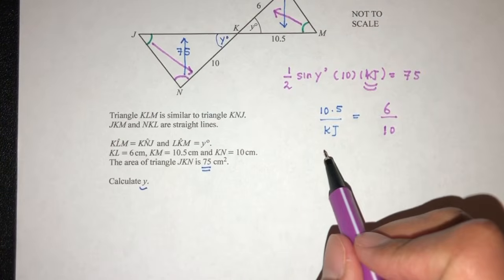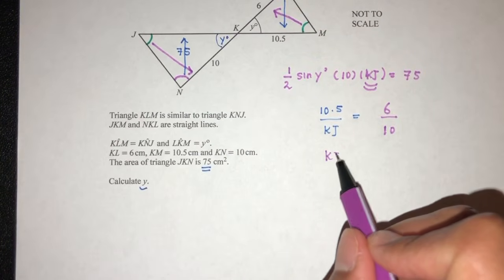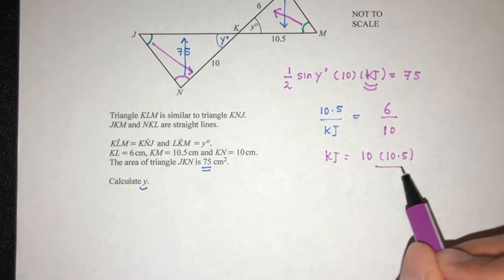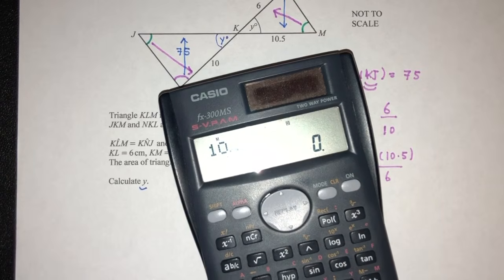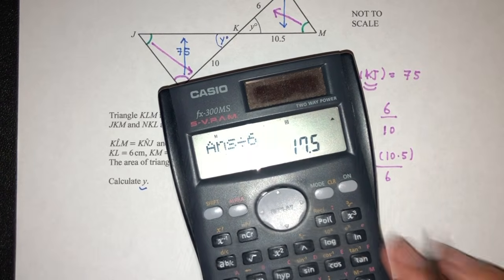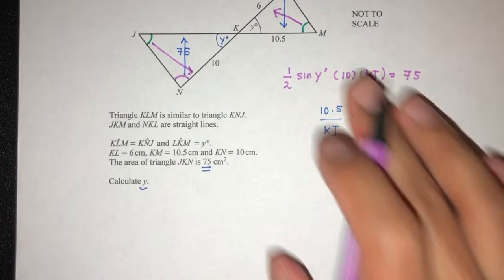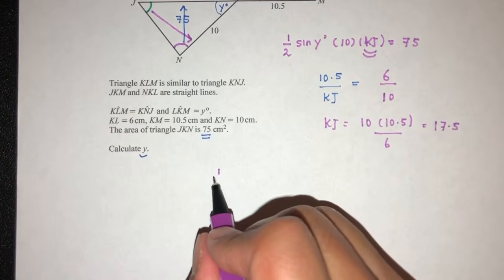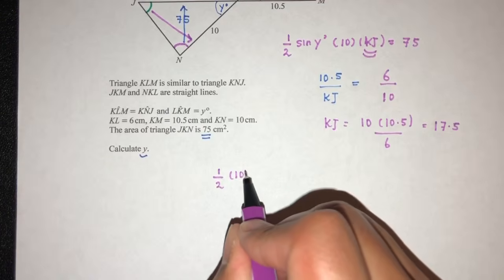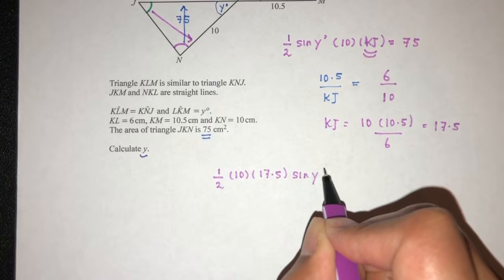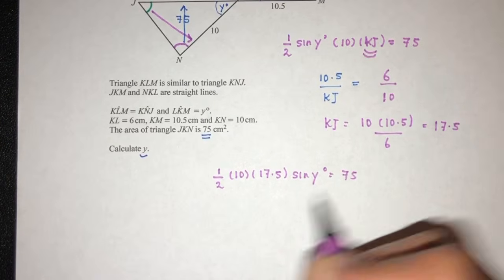So find the value of KJ. KJ will be 10 times 10.5 divided by 6. So 10 times 10.5 divided by 6 will be 17.5. So finally replace back in your main equation to solve this. That will be half times 10 times 17.5 times sine of y, that will be 75.